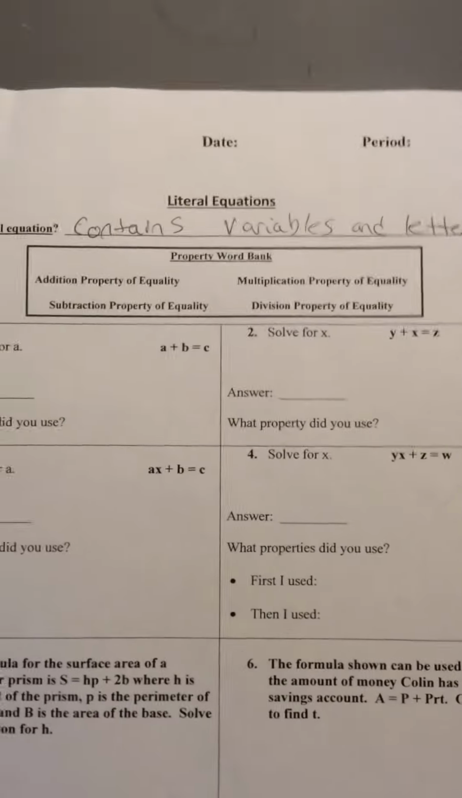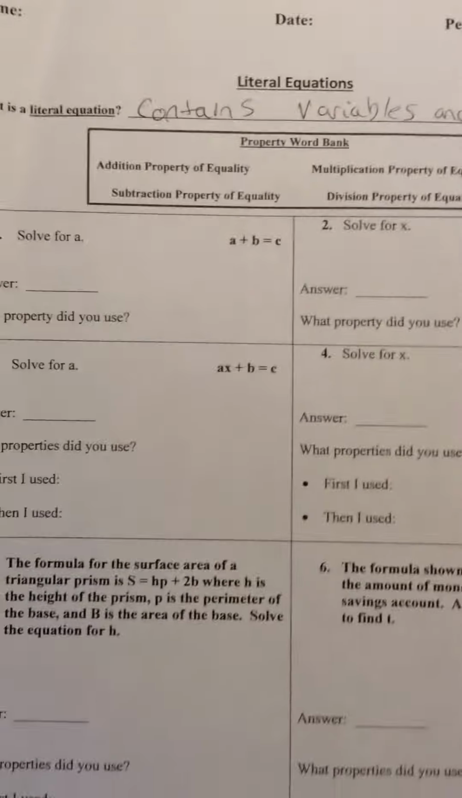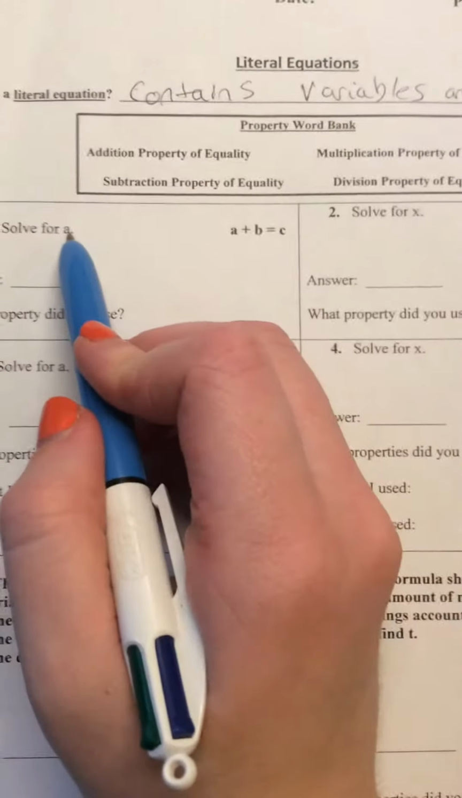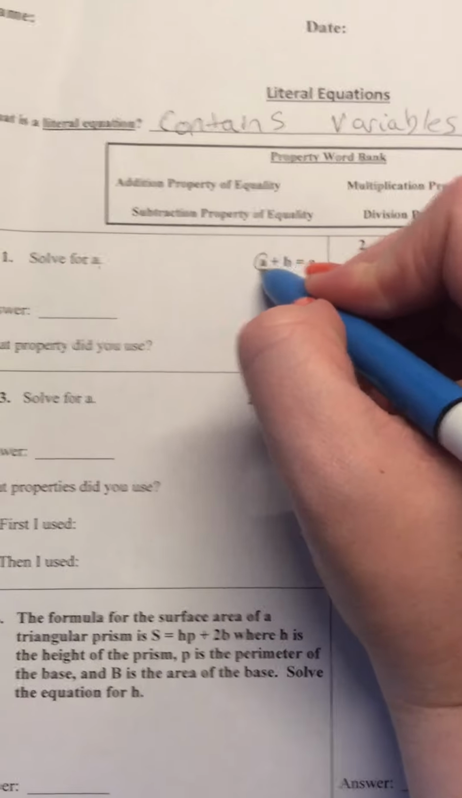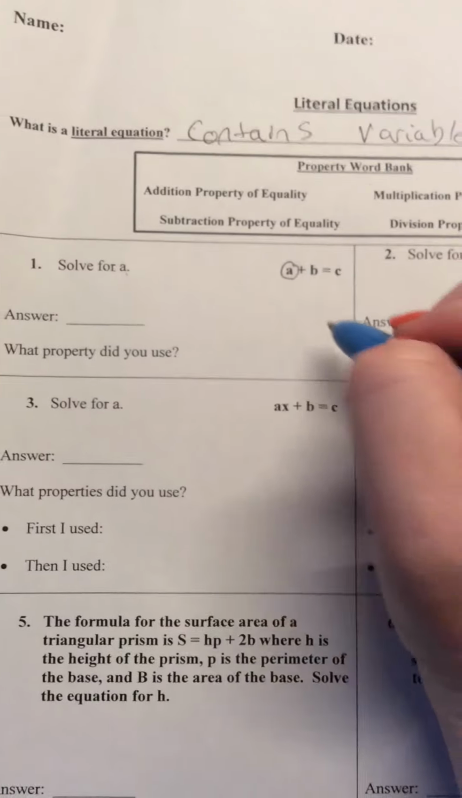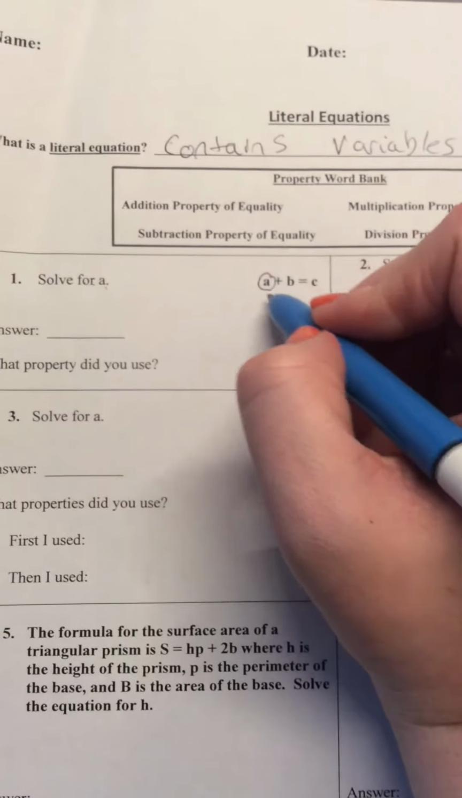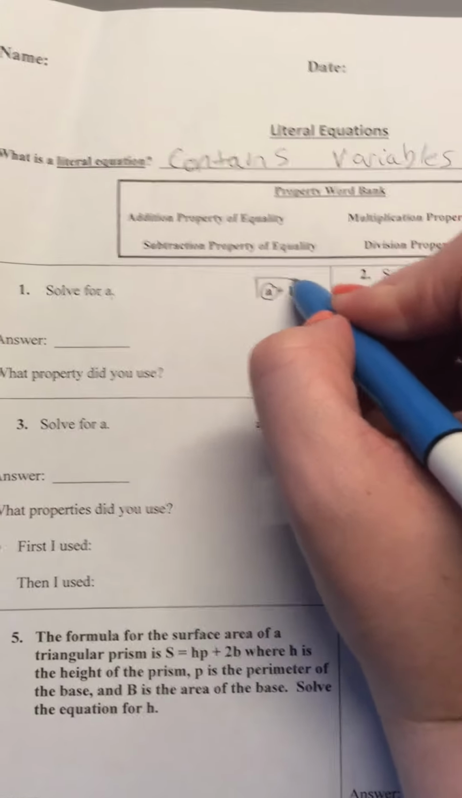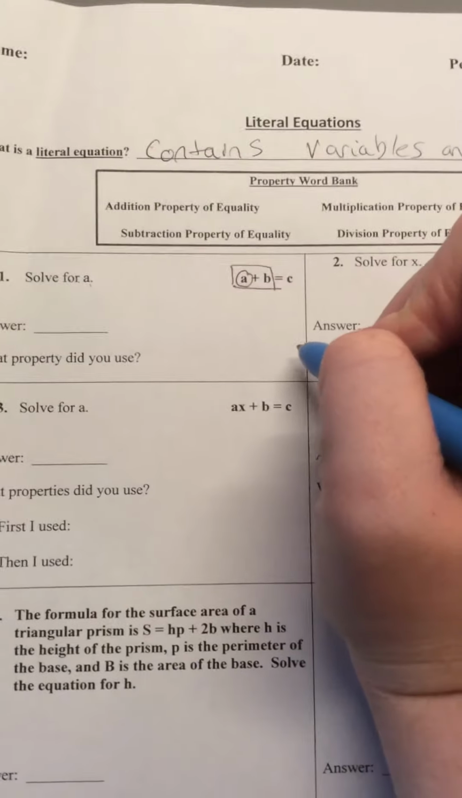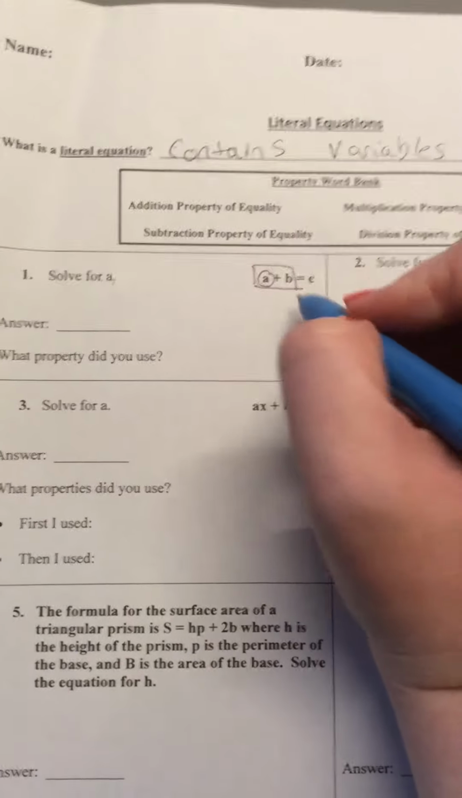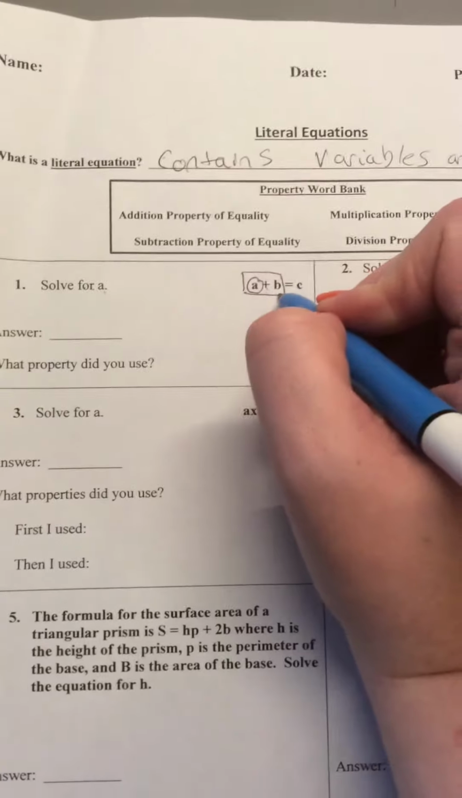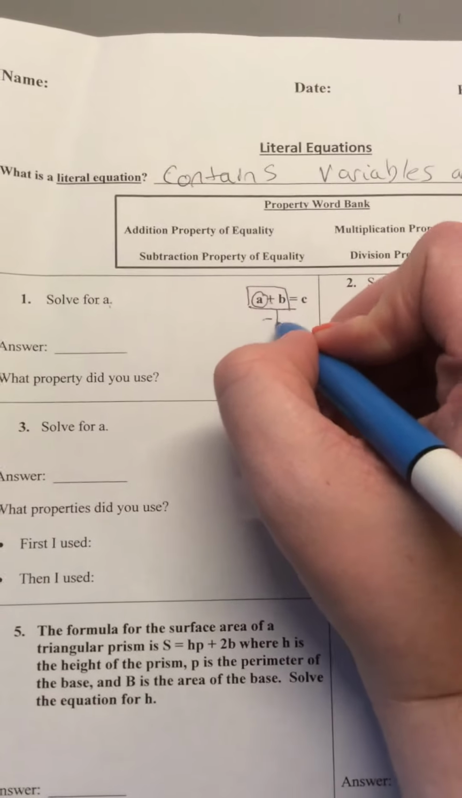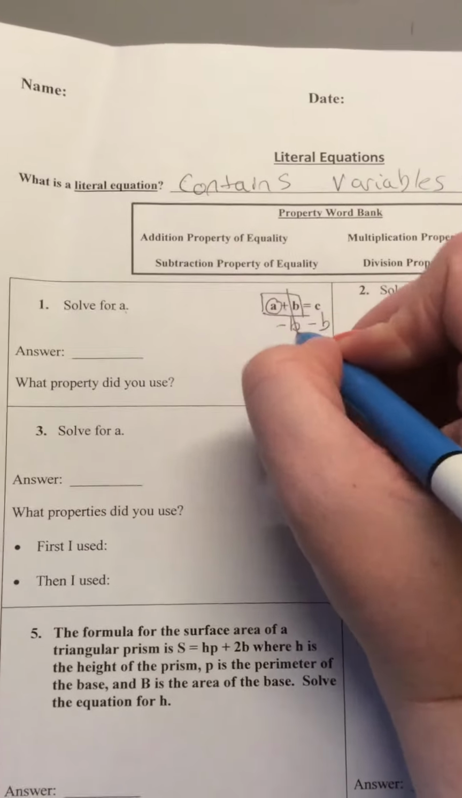So we're going to use this property word bank to answer some of the questions below. So this tells us what to solve for, so we're going to put a circle around that. That's our Christmas present, and we need to unwrap our Christmas present. So to unwrap it, we need to do opposite operations of what's around it. What's around it right now is my plus b. The opposite is to subtract. So we're going to cancel those.